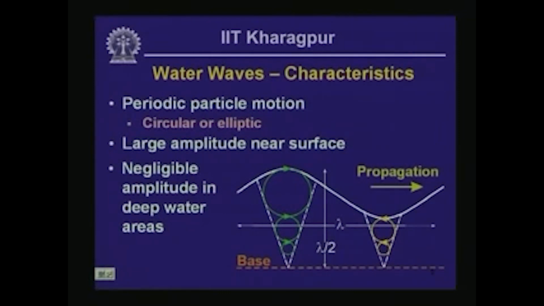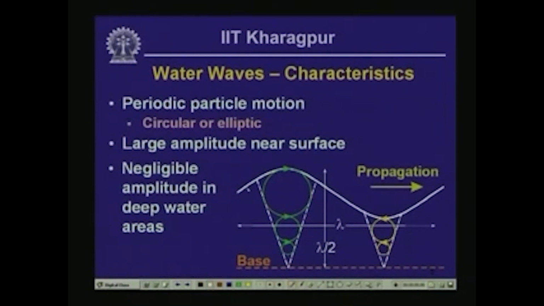of water particles in which the particles move in a circular or an elliptic pattern, and this particular motion actually leads to the generation of an undulation on the surface of the water. This undulation is of periodic nature, as is indicated on the bottom right sketch in this particular slide. And what you see here is that the amplitude of the particle motion is the largest near the surface of the water. This is the water surface here.